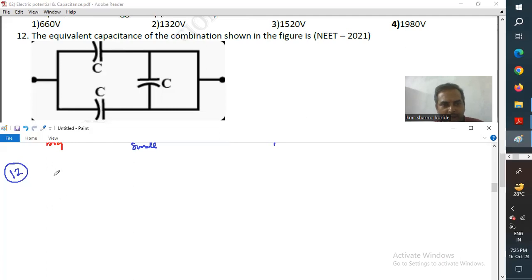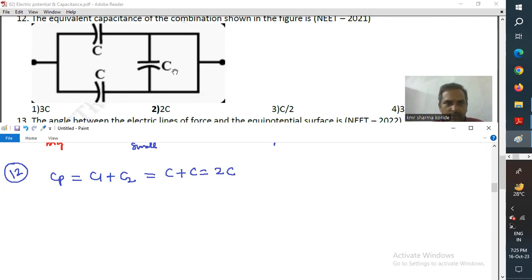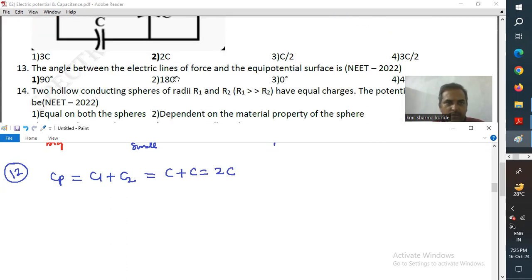These two are in parallel. Get back the formula when capacitors are parallel. It is C1 plus C2. But as per the question, the capacitors are identical. It will be C plus C only. So this is going to be 2C. So second option is correct. Moving to question number 13.